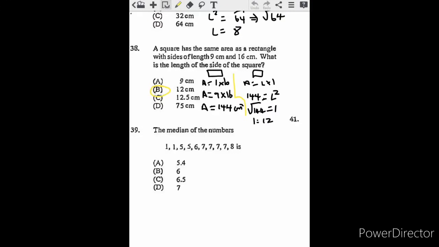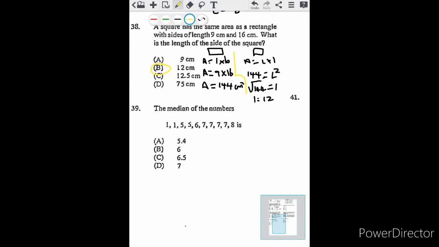Our answer is B. Moving on to 39. It says the median of the numbers, and they've listed the numbers, is, so we need to find the median. The median is described as the middle number. So we're going to find that.